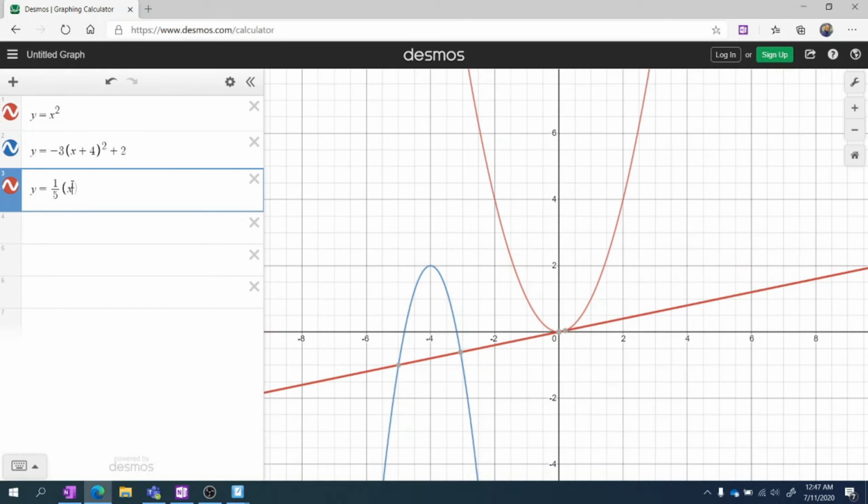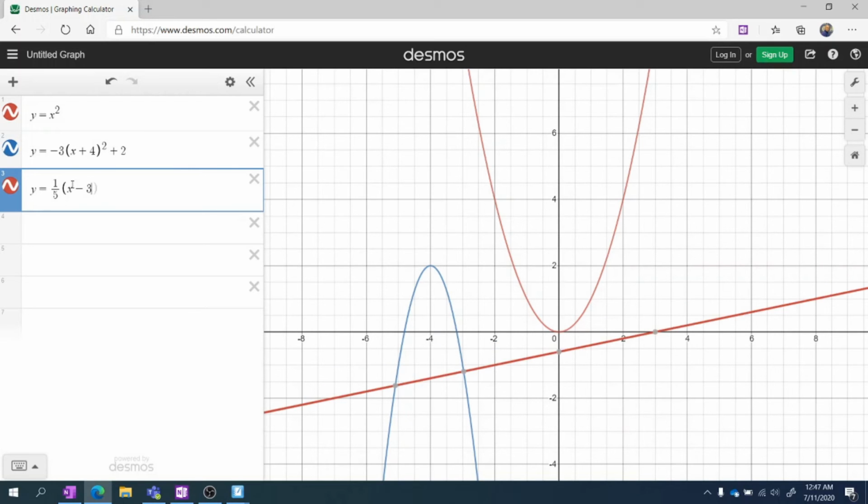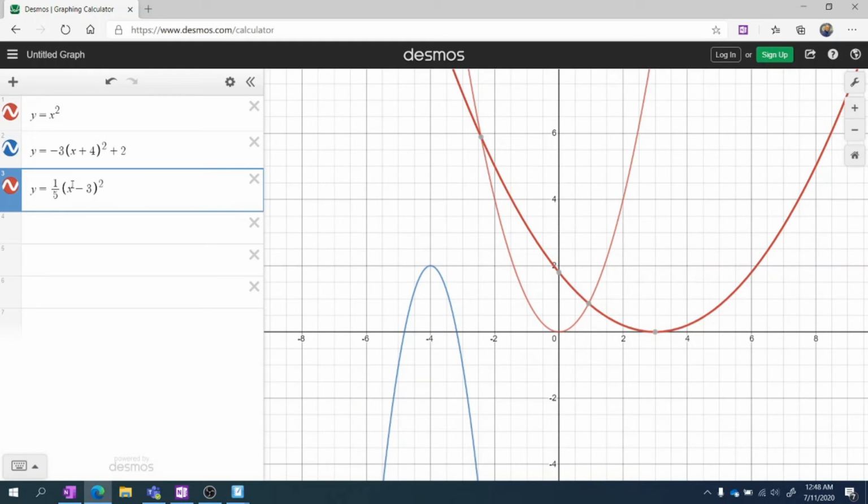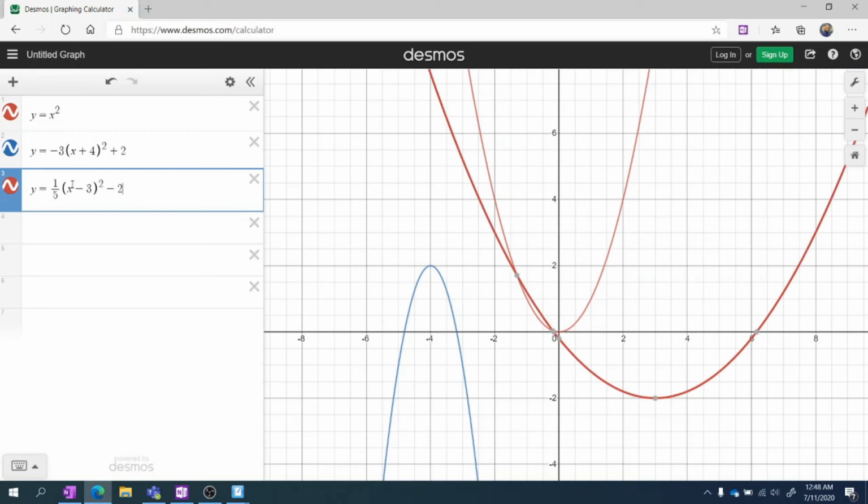Let's make it go right this time. Let's make it go right 3. So -3. That should move it right 3. Turn it into a quadratic, so make it squared. And then I want to move it, let's make it go down this time. So let's move it down 2. So if you look at this one, compared to the base parabola, it's wider.